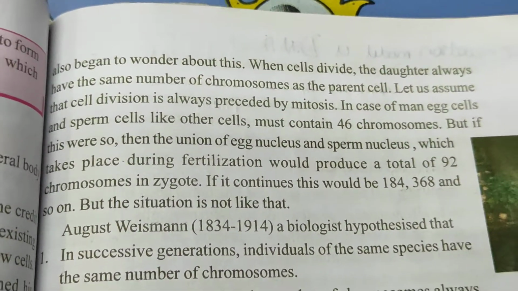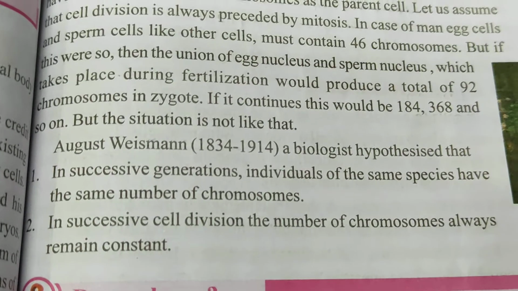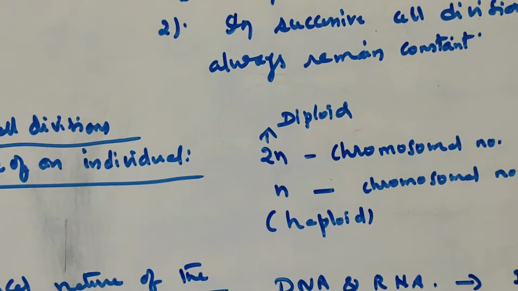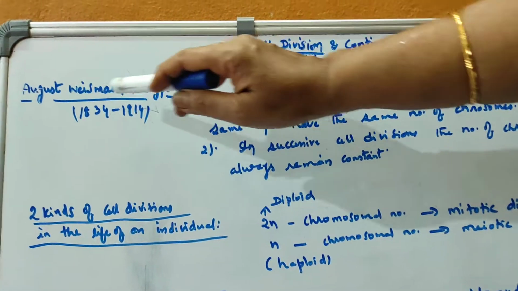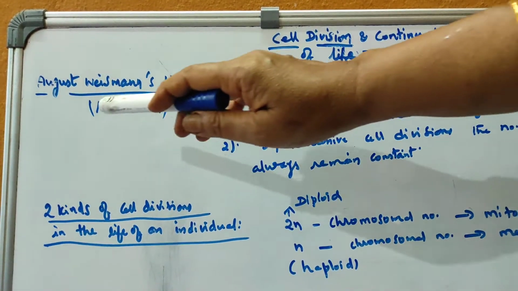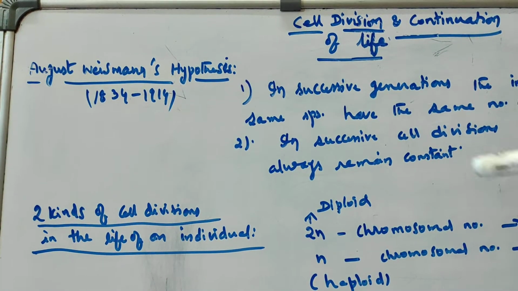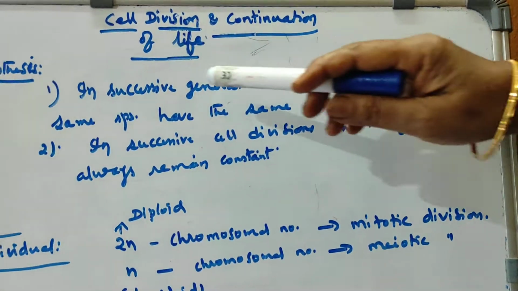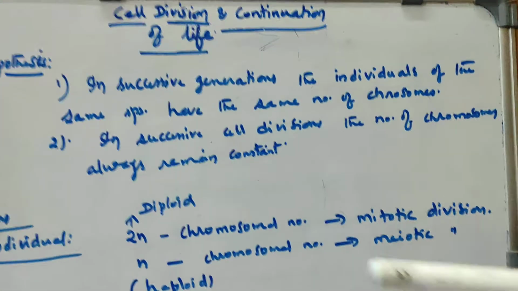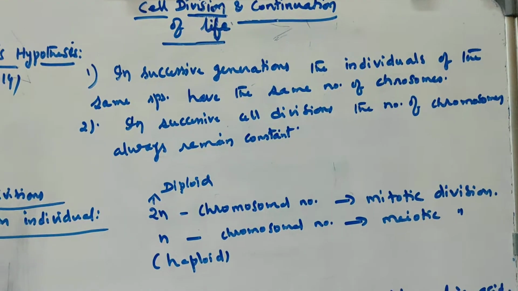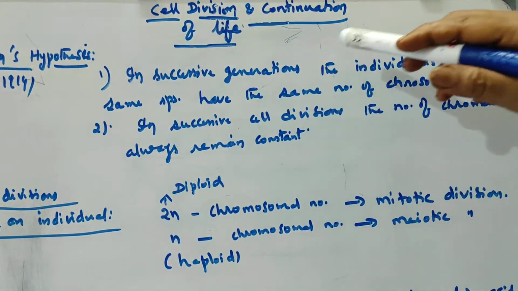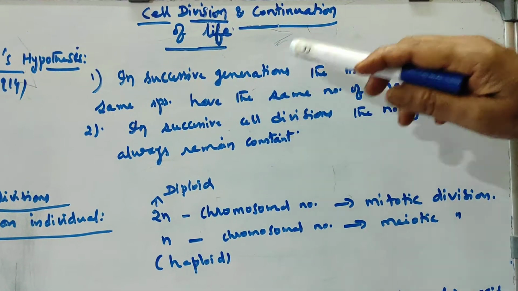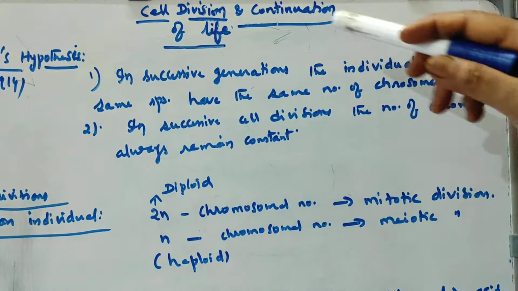Then next one is August Weismann's theory, that is the hypothesis, that let us see on the board now. Now I discuss August Weismann's hypothesis, from the period 1834 to 1914. He proposed his theory with 2 points. The very first point is, in successive generations, the individuals of the same species have the same number of chromosomes.